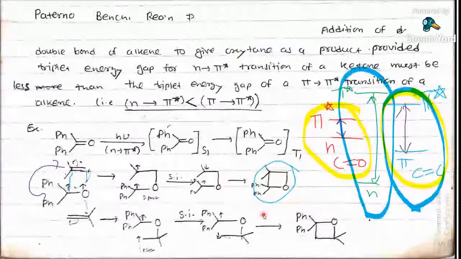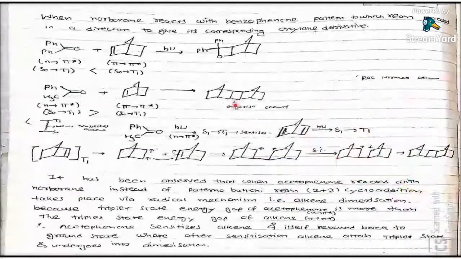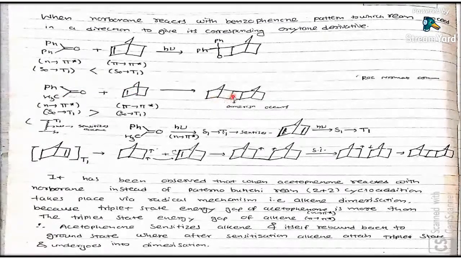Then we have seen the Paterno-Buchi reaction here. For this Paterno-Buchi, you just remember the n to pi star gap should be less than that of the pi to pi star. Then only you will get the oxetane as a product. And if the n to pi star energy gap is more than that of pi to pi star, then it will form the dimerization product. So here they have shown if it is benzophenone, it will give you the oxetane as a product, and if it is acetophenone, then in that case it will sensitize the norbornene, as a result of which norbornene will undergo 2 plus 2 cycloaddition and form the dimerized product.